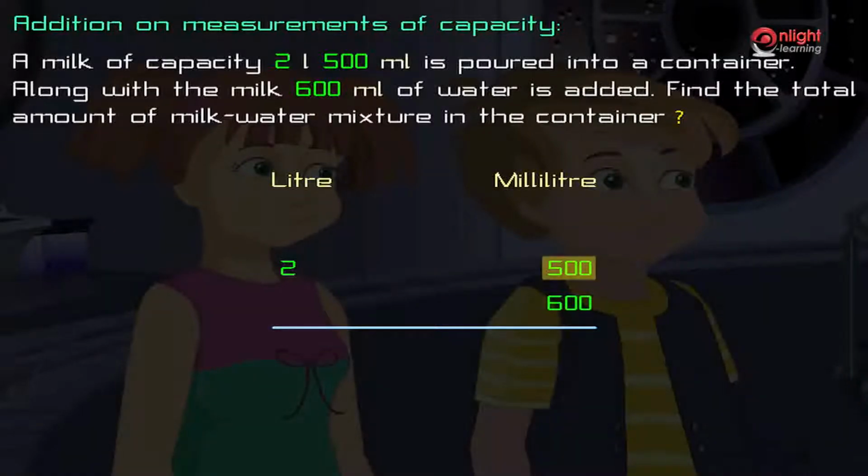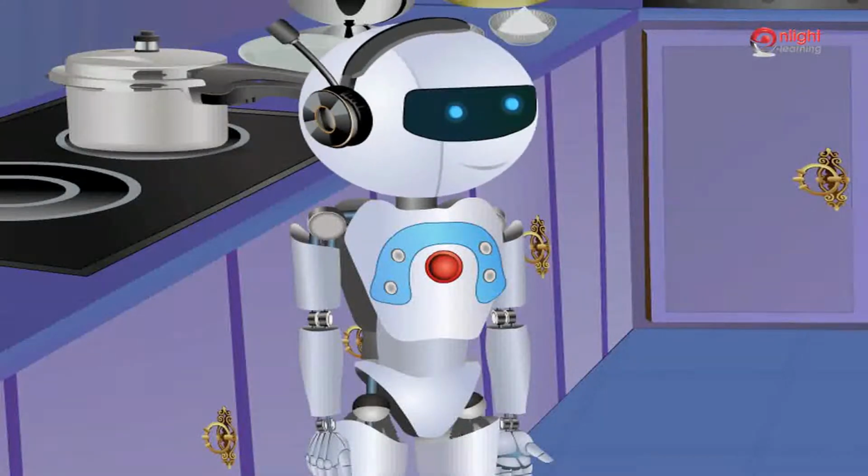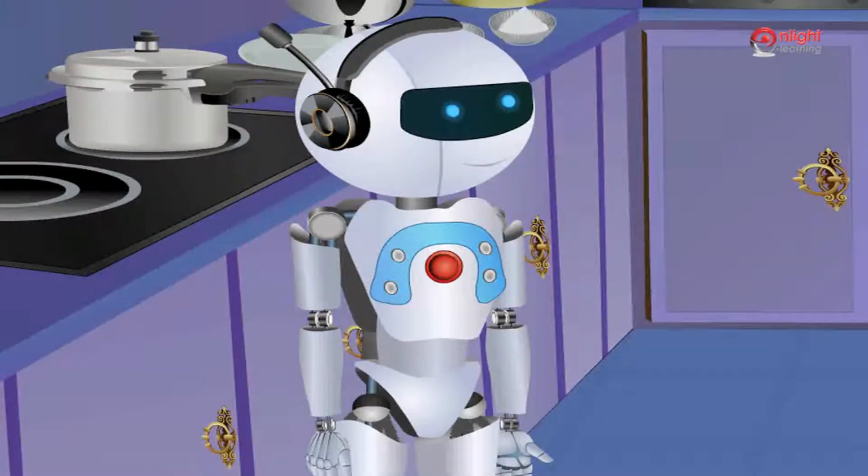600 plus 500 gives 1100 milliliters. Since 1000 milliliters is equal to 1 liter, we carry 1 to the left and keep 100 in the milliliters column. Now, by adding all numbers in the liters column, we get 2 plus 1, which is equal to 3. Hence, the solution is 3 liters 100 milliliters. Why don't we solve some problems to understand this concept better?